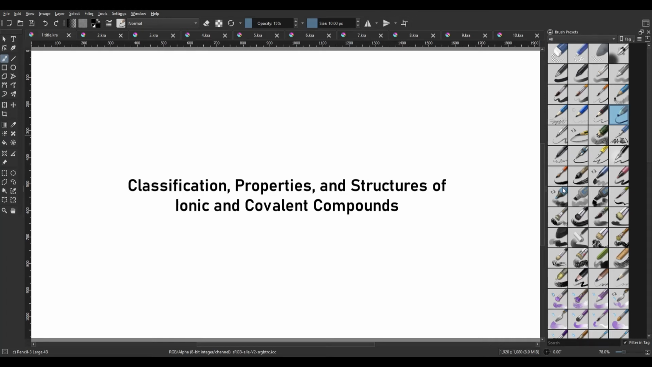Alright, so today we're going to be going over a really important concept, a cornerstone concept in chemistry, and that's going to be the concept of ionic and covalent compounds. Today, specifically, we're going to be looking at the classification of these into one or the other, the properties of these different compounds and these bond types, and then the structures of them.